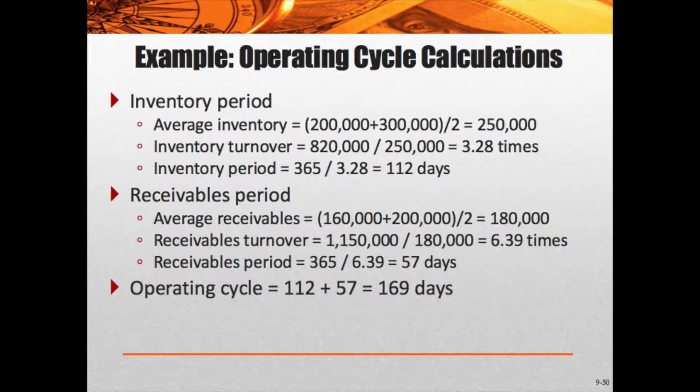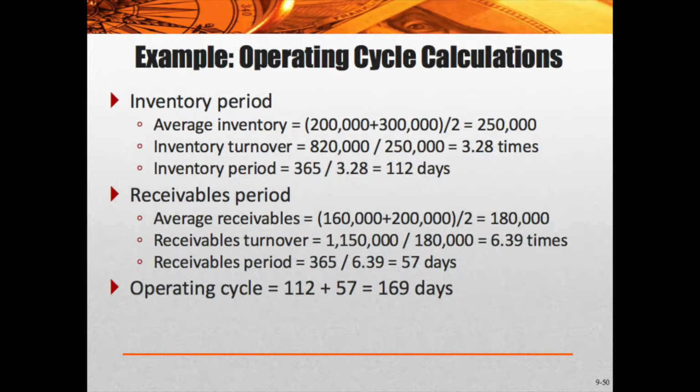For example, the average inventory, 200,000 plus 300,000 divided by 2 is 250. Inventory turns, we take the 820 and divide by 250, which means the inventory turned 3.28 times over the period. And the inventory period, if we take 365 divided by 3.28, was 112 days. So we have an inventory period of 112 days. We have 112 days worth of inventory.